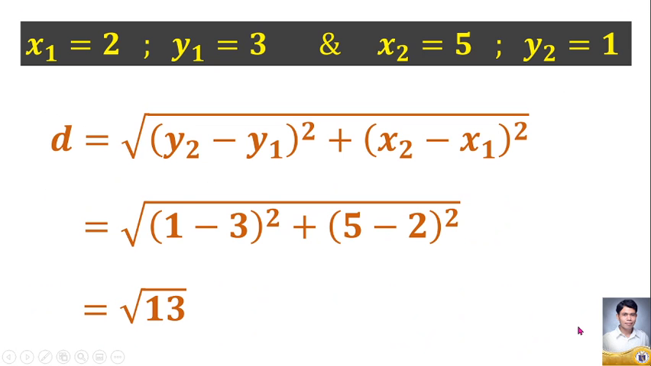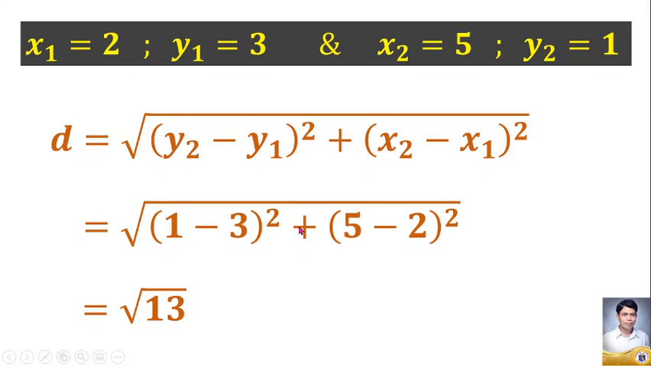Now let's have the substitution. We're going to substitute the values into the equation. Here, the value of y sub 2 is 1. So, here we have 1 minus y sub 1, which is 3. So, we have 1 minus 3 plus the value of x sub 2, that is 5, minus the value of x sub 1, which is 2. So we have 5 minus 2.